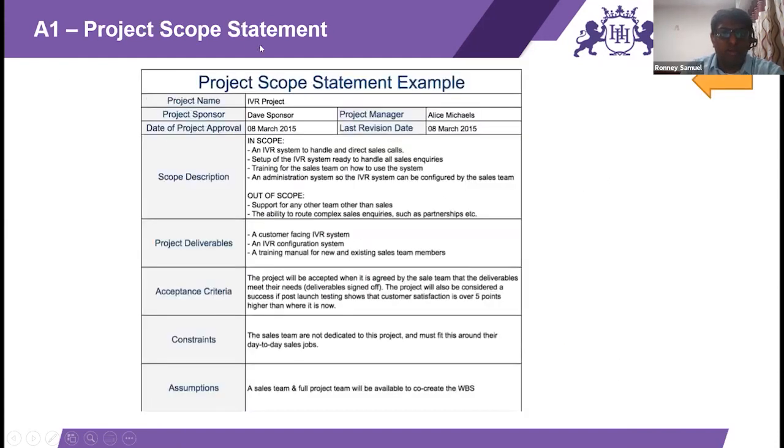So this is an example of a project scope statement. We have taken an IVR, which is an integrated voice recording project. It will handle and direct sales calls. So whenever you call something, they say press one for this, press two for this. So we are designing an integrated voice recording project. It says at a high level what your scope description is, what is in scope, what is out of scope, what the deliverables are, what your acceptance criteria, constraints, and assumptions are with respect to scope. Just a simple example of how a scope statement looks.